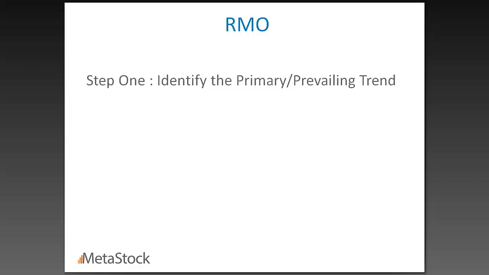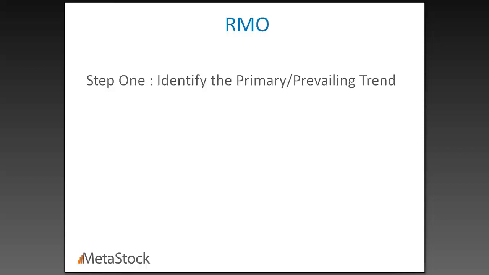So the first step, since we want to follow the trend, it makes sense for us to identify what that primary or prevailing trend is. If we know that we're bullish, we want to take long trades. If we know that we're bearish, we want to take short trades. So it makes sense to identify that primary or prevailing trend. And that's what the first and second steps are about: are we strong or are we weak right now? Should we be buying or should we be selling?